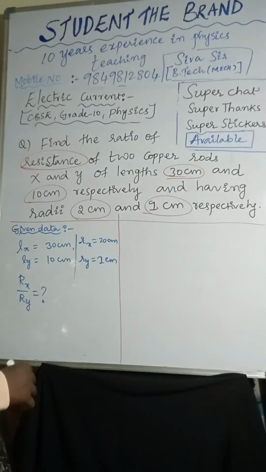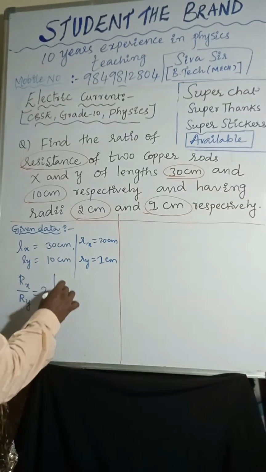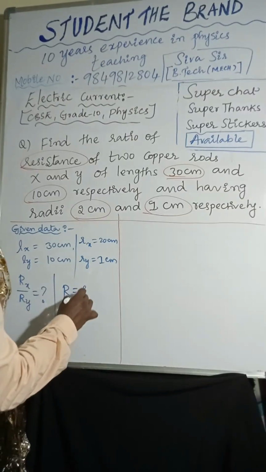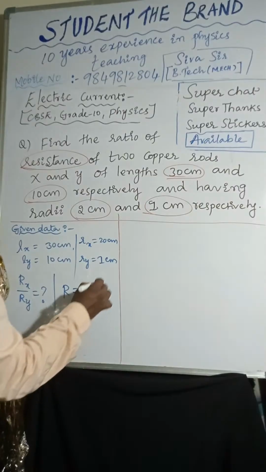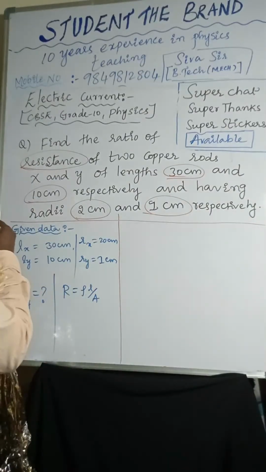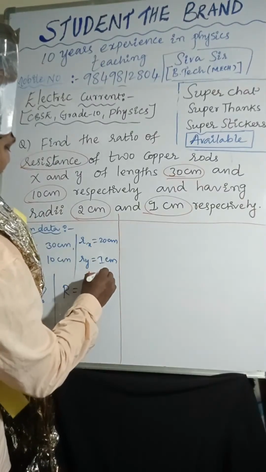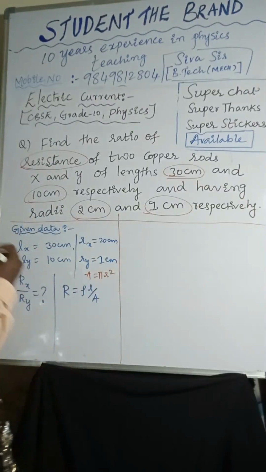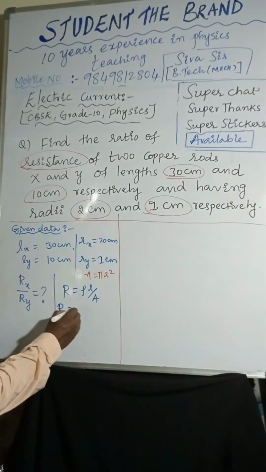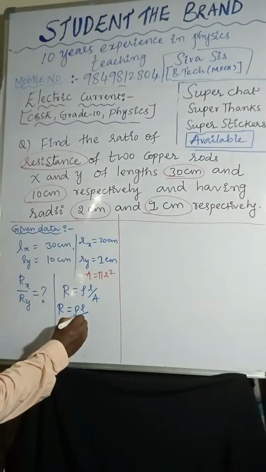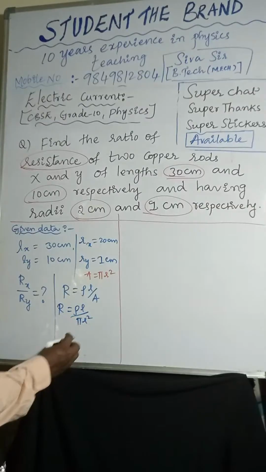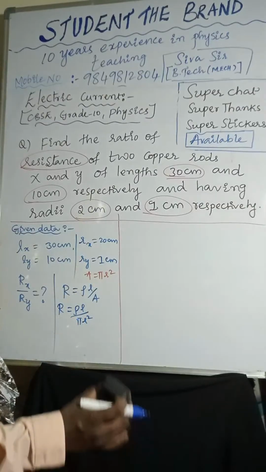So Rx by Ry, that is nothing but the ratio of resistances. Normally the formula is R equal to rho into L by A. The normal area of the cross section is pi R square. So if you take that, R equal to rho into L by pi into R square, right?